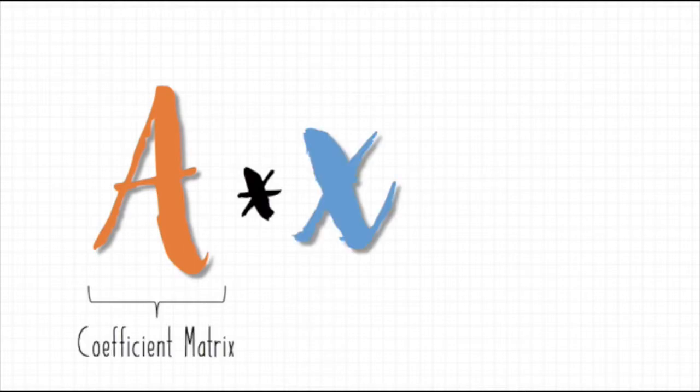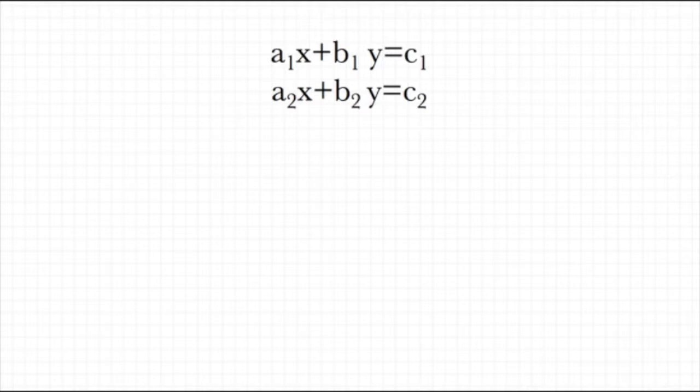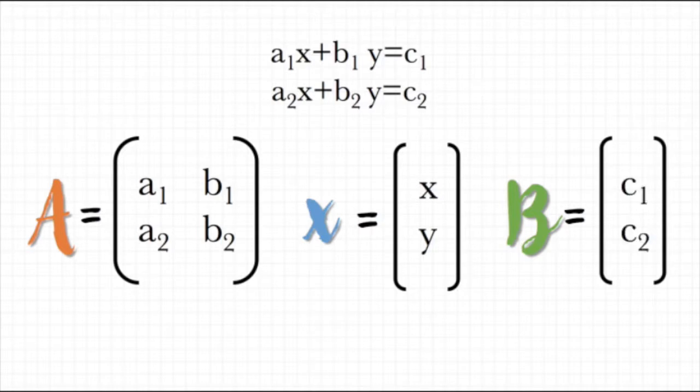The formula for a system of linear equations is as follows. A represents the coefficient matrix, X represents the variable matrix, and B represents a constant matrix. Let us consider the following system of equations. Matrix A contains the coefficients of the variables in that system. Matrix X contains the two variables used in this system, X and Y. Matrix B contains all the constants in the system of equations contained in the right-hand side.